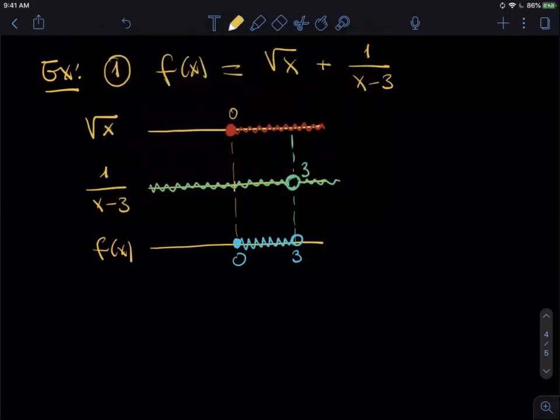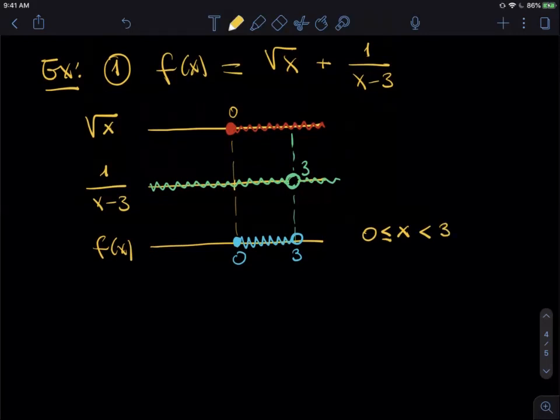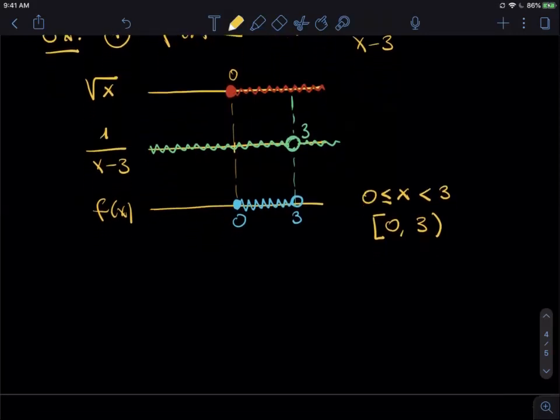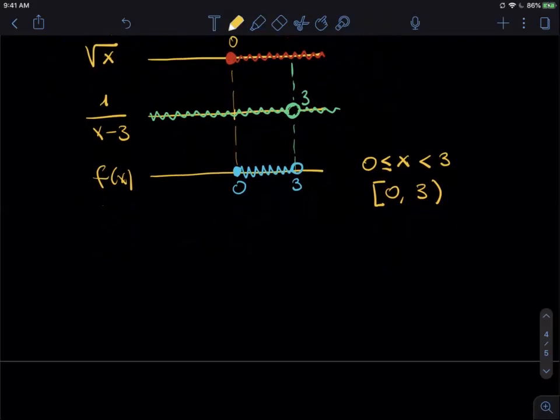So this is our domain, and then we write it mathematically. We say that x is bigger or equal than 0 and smaller than 3, or we can write it in interval notation. We will learn about this later. We write it square bracket 0, 3, round bracket. The round bracket always means excluded. The square bracket always means included. Okay. Let's do one more example.